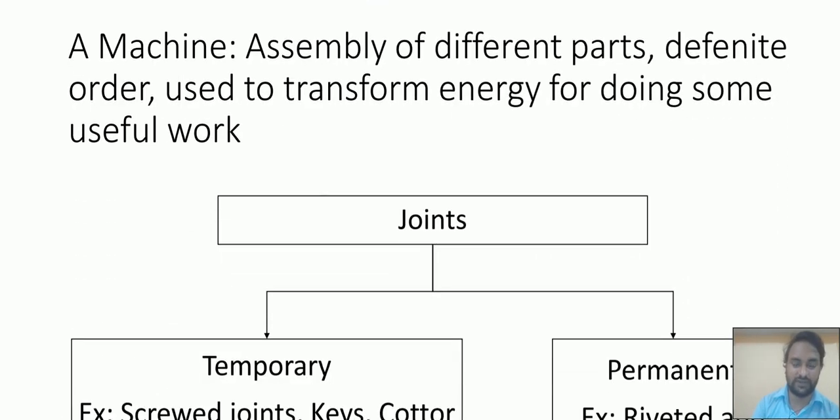So we will start with a definition of machine. A machine is an assembly of different parts, as we know, arranged in a definite order, used to transfer energy for doing some useful work.